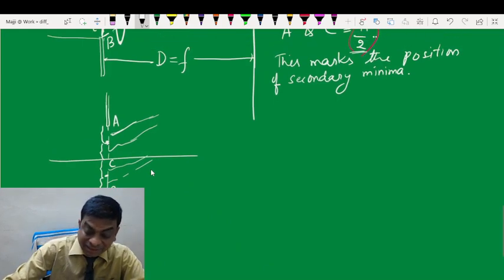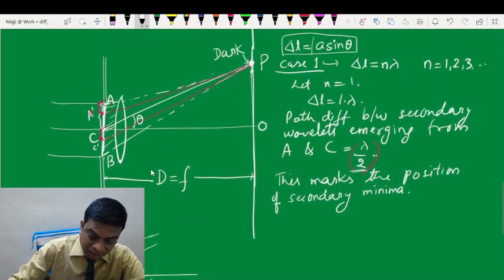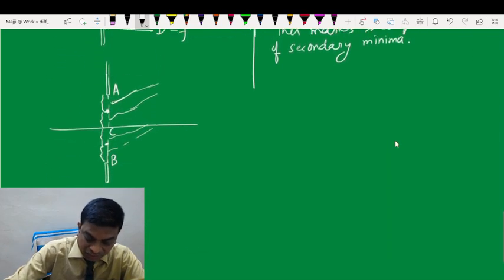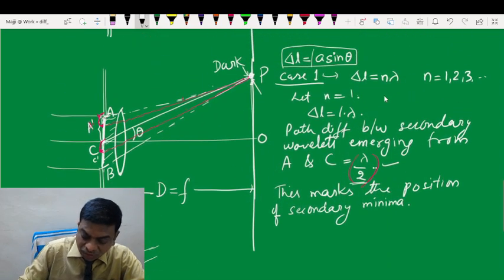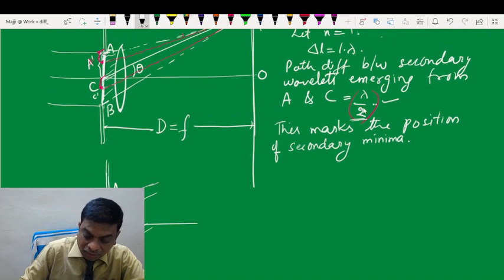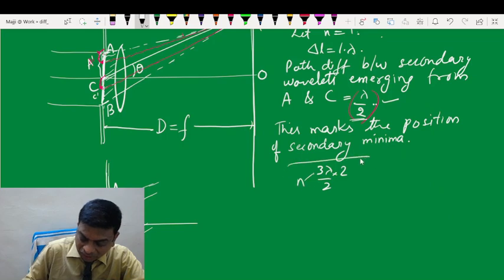So that will be known as second secondary minima. This position which is shown here is the position corresponding to first secondary minima. Okay. Then similarly, when n is equal to 3, then if you multiply and divide by 2, you will have 3 multiplied by 2, I have put n equal to 3 here, then you will have 6 lambda by 2.